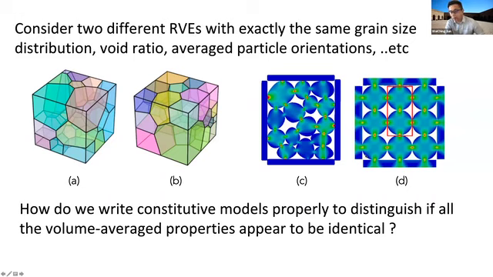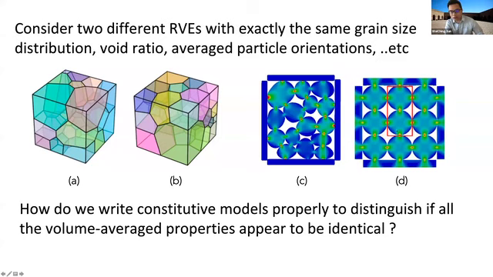So we have the following problem. If the A and B microstructures have exactly the identical void ratio, the same average orientations, the same dislocation density, and the same grain size distributions, however, if the microstructures are different, we would expect that the constitutive responses are different. In this case, how do we write a material model if all the measurements we have are identical?